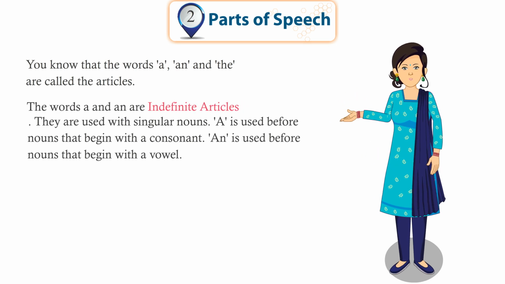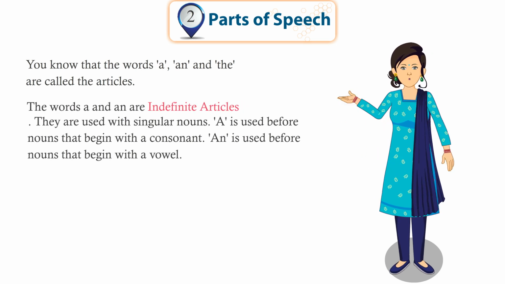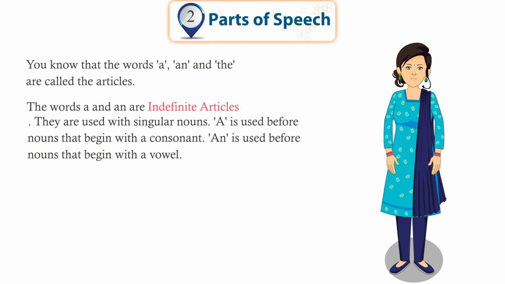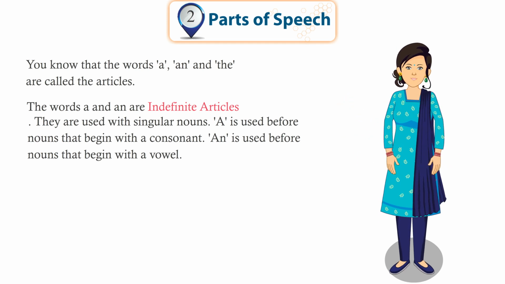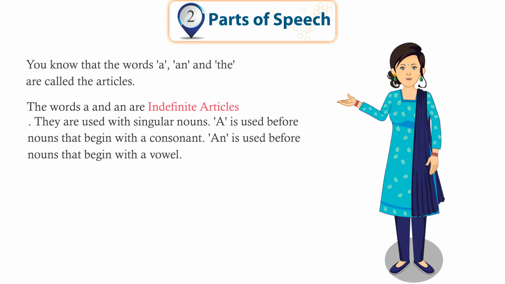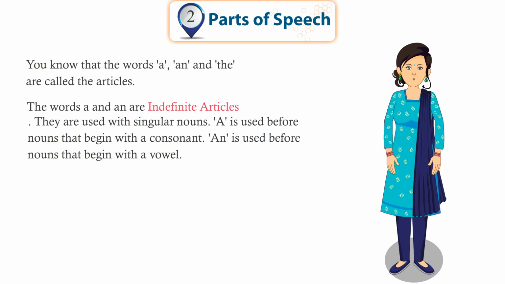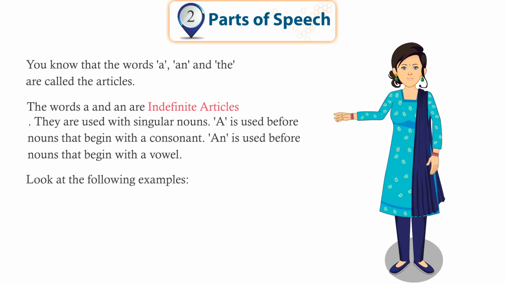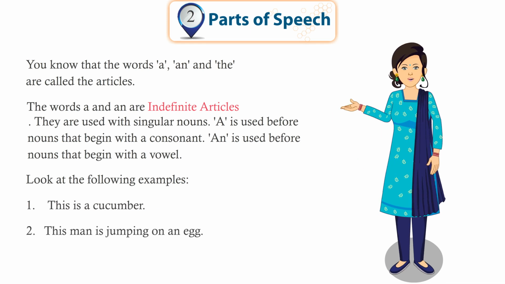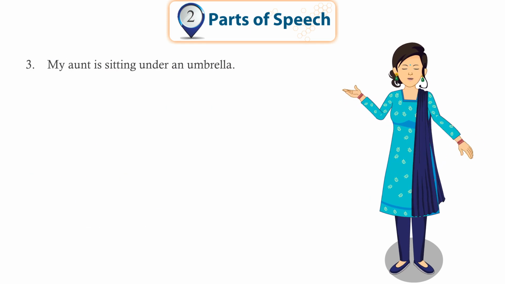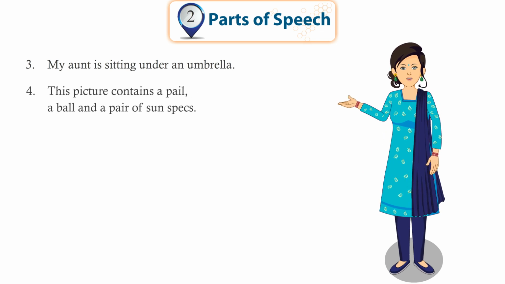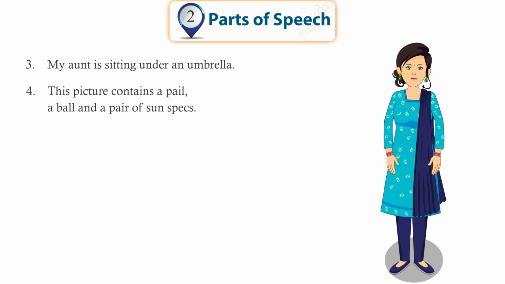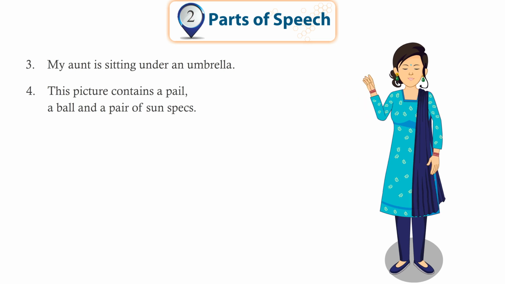The words a and an are indefinite articles. They are used with the singular nouns. A is used before nouns that begin with a consonant. An is used before nouns that begin with a vowel. Look at the following examples. This is a cucumber. This man is jumping on an egg. My aunt is sitting under an umbrella. This picture contains a pail, a ball, and a pair of sun specs.